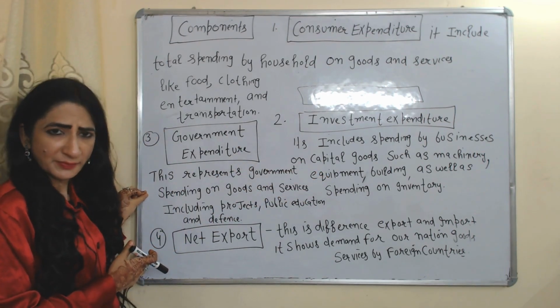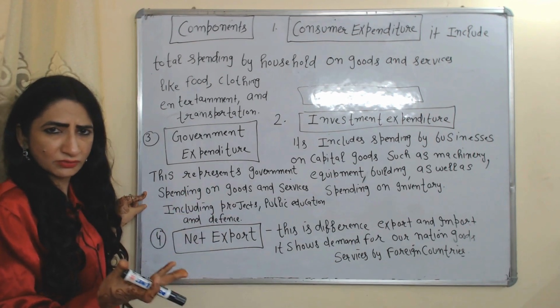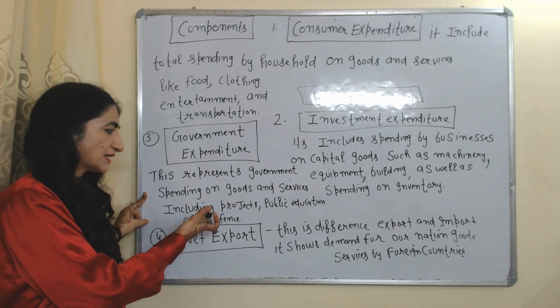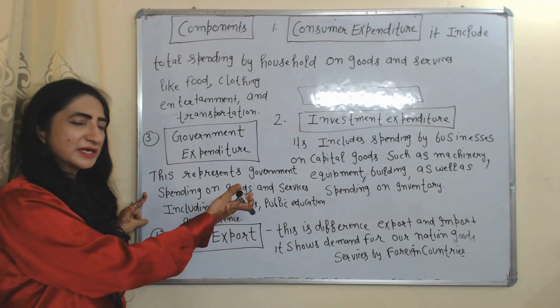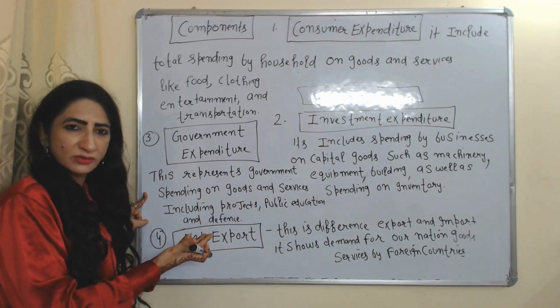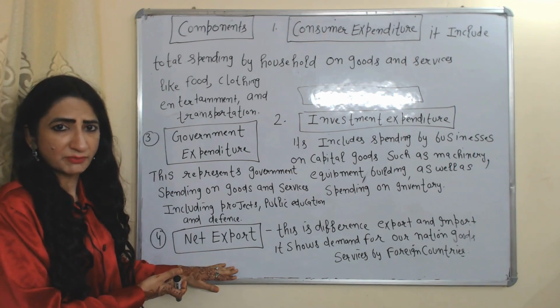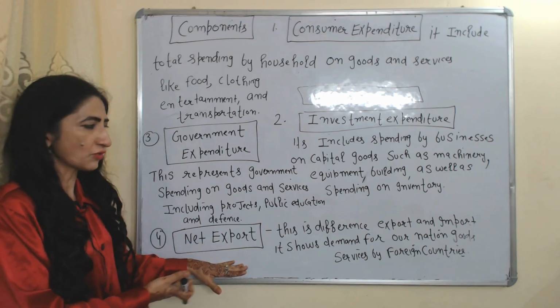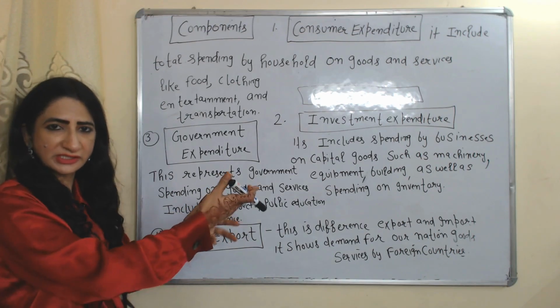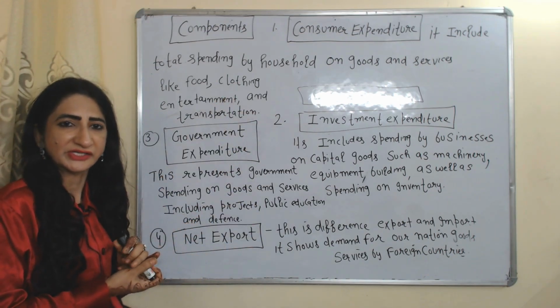Government expenditure represent spending by government on goods and services. For example, spending on government projects, spending on public education, spending on defense. And net export, a difference between export and import. And net export shows demand for our nation goods and services by foreign countries.